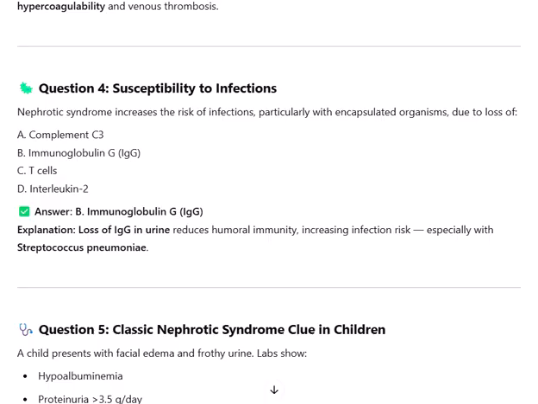Answer B. Immunoglobulin G. Explanation. Loss of IgG in urine reduces humoral immunity, increasing infection risk, especially with Streptococcus pneumoniae.